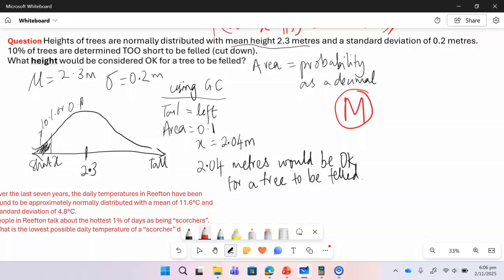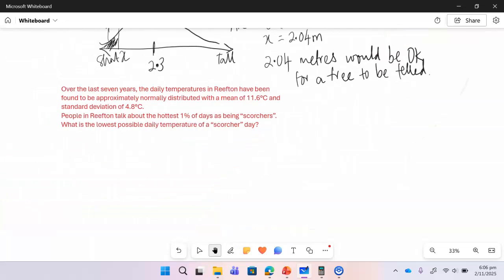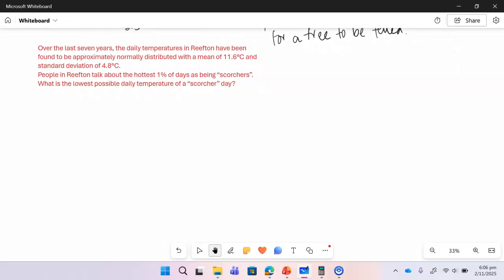We'll just quickly look at another question while we are still doing inverse normal. So I've got this question here from 2018, I think. If you want to pause, give it a try yourself, go ahead. But I'll just get started. So pay close attention to the wording.